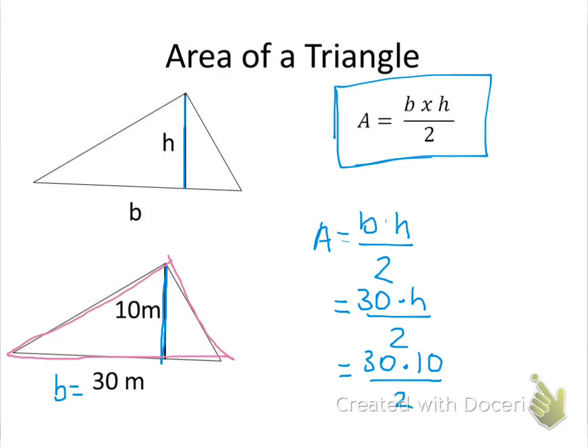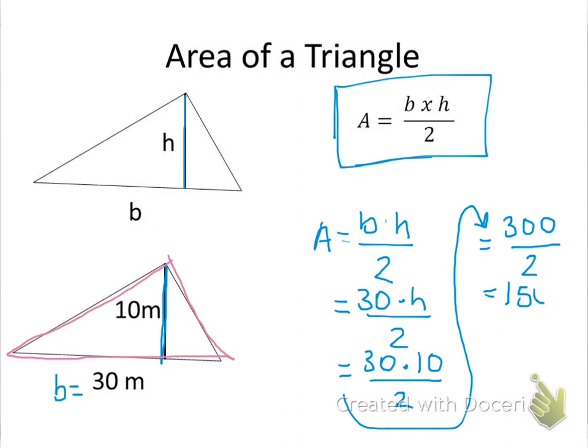Now I've run out of space down here, so I'm going to put a little arrow to go up here and write my next equal sign up here. Now 30 times 10 is 300. So now we have 300 divided by 2, which is equal to 150. If you want to check that, we'll do it on the side.